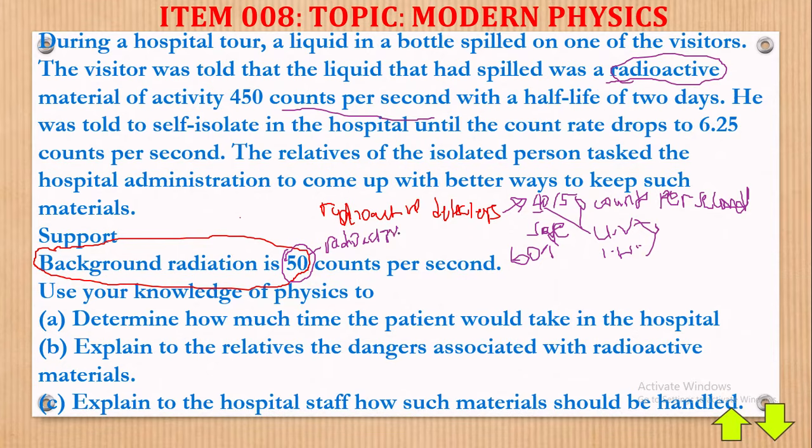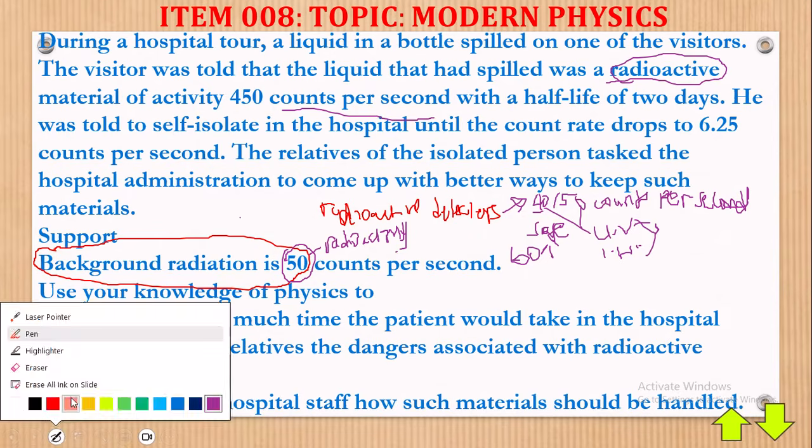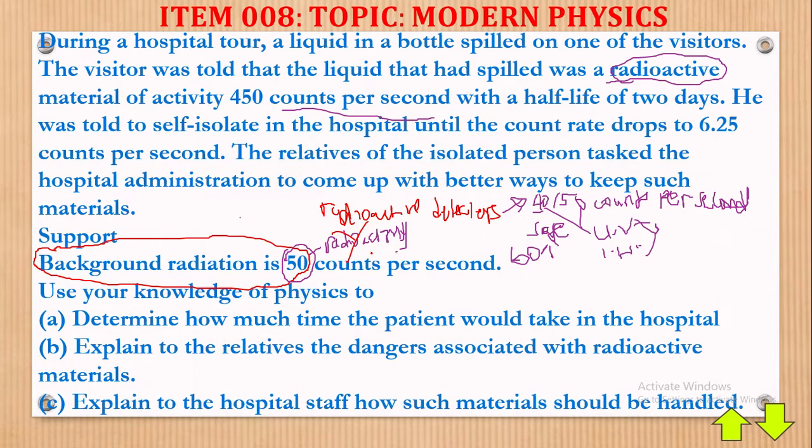So this one here is not for radioactivity. In fact, I'll use a red ink to cross it out. It is just a radiation from the UV rays from the sun. So this is not as a result of radioactive substances. Now what does it mean?